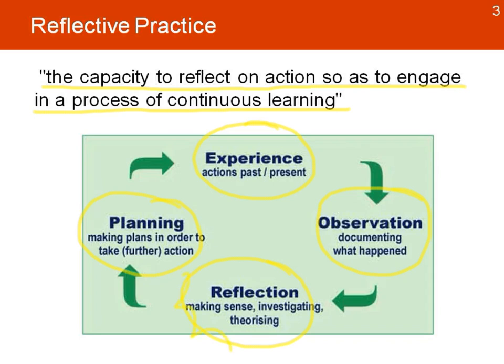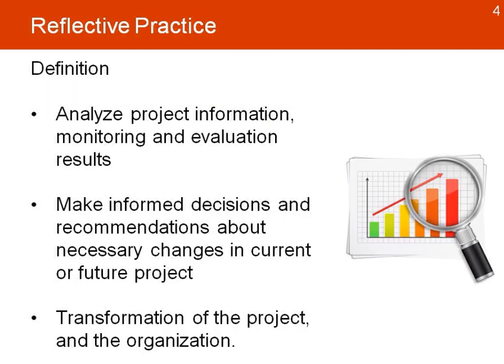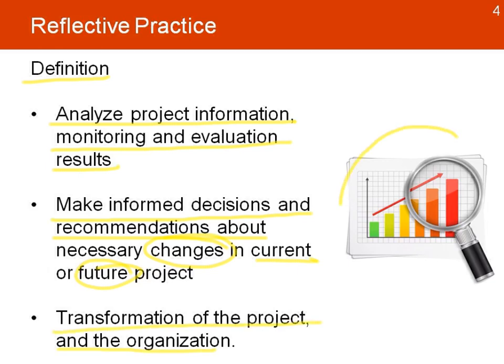The element of reflection is the one that helps us understand what is happening and what we need to do to improve it. Let's look more at the definition. It is how we analyze project information, monitoring and evaluation results, so we make informed decisions and recommendations about the necessary changes in the current or future projects. And it's also the process for transformation of the project and the organization. So we look at our data and we make decisions about it in order to improve it.